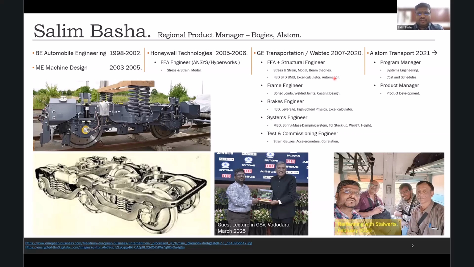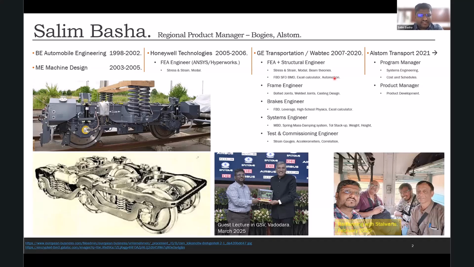Then I moved to Alstom Transport, which is a much wider organization in terms of rolling stock. We make many kinds of rolling stock, be it a tram, all the way to high-speed trains and locomotives. So it's a wide range of bogies that we make, a wide range of rolling stock, and it gave me an opportunity to widen my horizon of bogie knowledge.